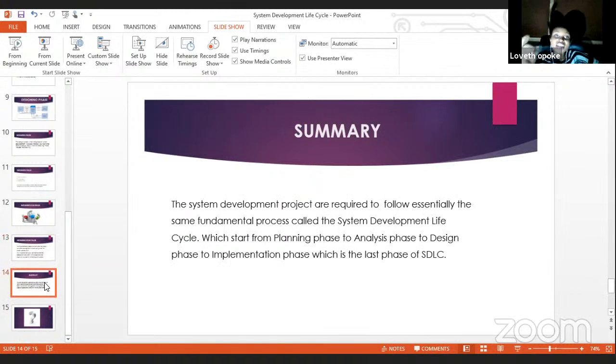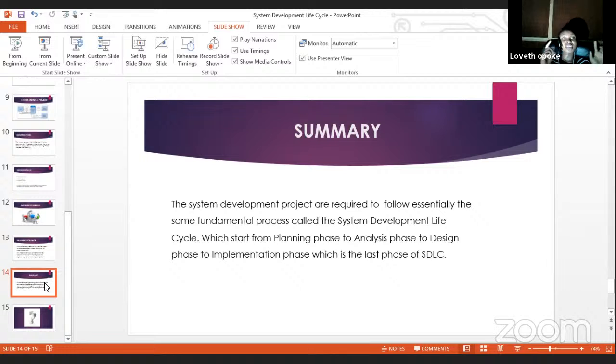In summary, the system development projects are required to follow essentially the same fundamental process called the system development life cycle, which starts from your planning phase to the analysis phase to the design phase, and the system is actually built in the implementation phase. Before I conclude, initially I made you understand that the system development life cycle has 4 main phases. We start from the planning phase.